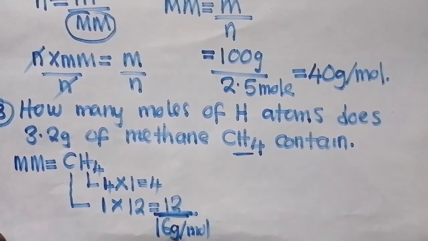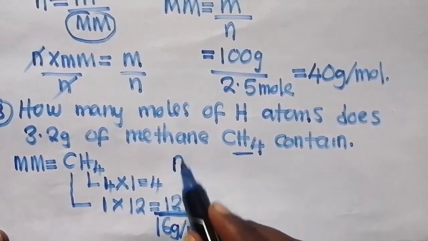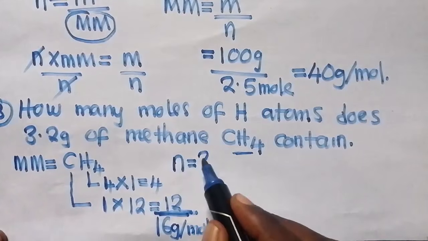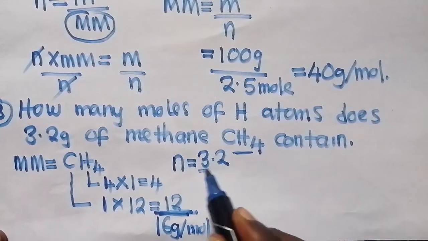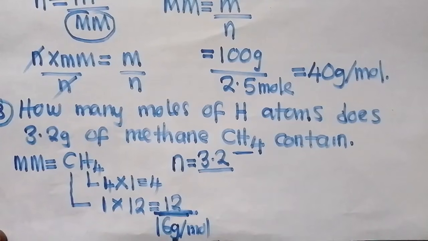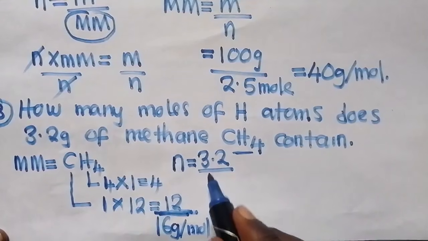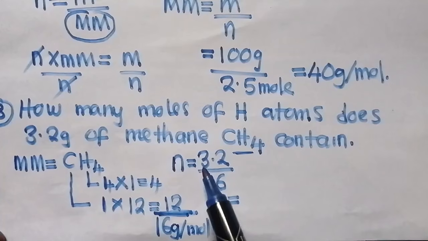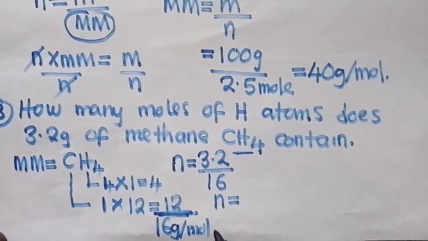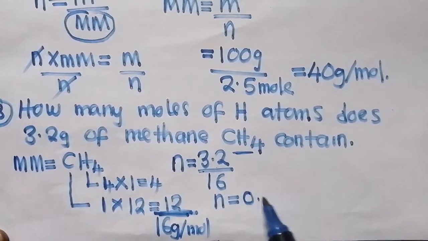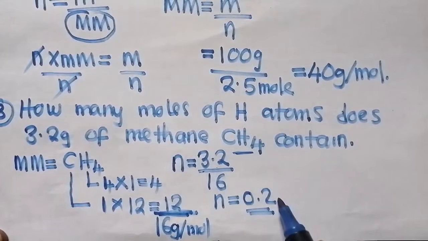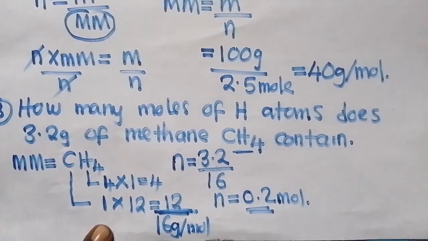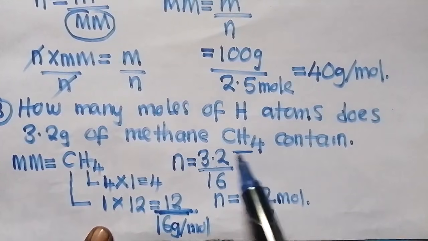Let us now calculate the number of moles. Number of moles is equal to mass over molar mass. This is the formula. What is the mass? 3.2 over the molar mass. The molar mass is 16. So 3.2 over 16 is equal to 0.2. This is the answer that you are going to get. These are the number of moles of this compound, methane.